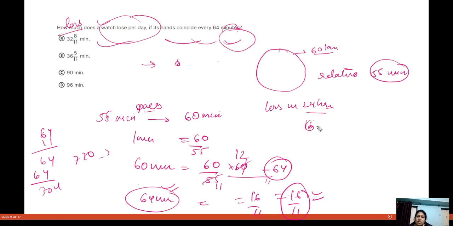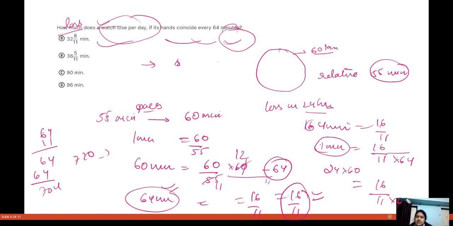So in 64 minutes, the loss is 16 by 11. So in 1 minute, the loss is 16 by 11 into 64. And how many minutes are there in 24 hours? 24 into 60. So you will get 16 by 11 into 64 into 24 into 60. Now we will have to solve this. So 8 2 times, 8 times, 2 1 times, 2 4 times. We'll get this as 6. So we'll get 360 divided by 11.